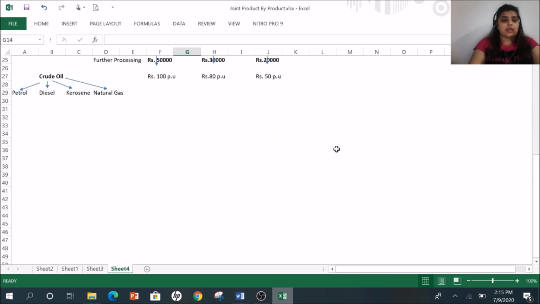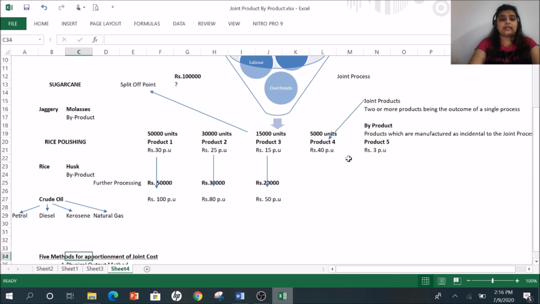So I'm going to teach you 5 methods for apportionment of joint cost. Now these methods are very simple and very scoring. This whole chapter is very scoring. Now the first method is our physical output method. This is a very simple method. Let me explain it to you with the help of this example only.